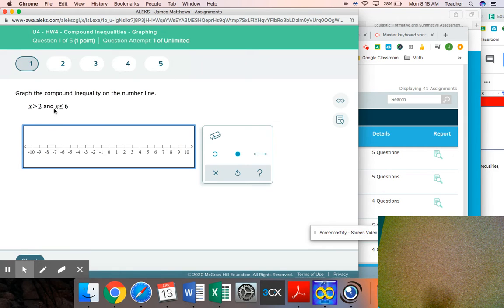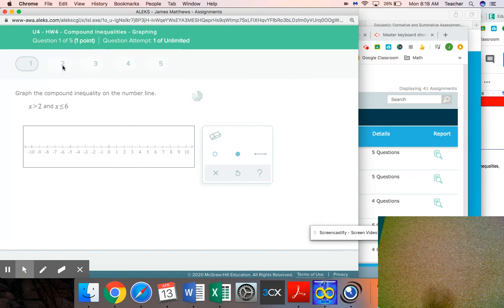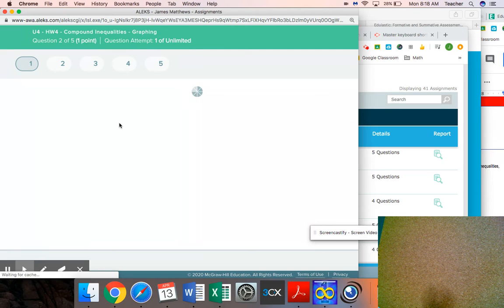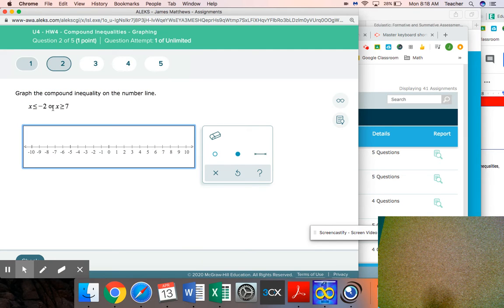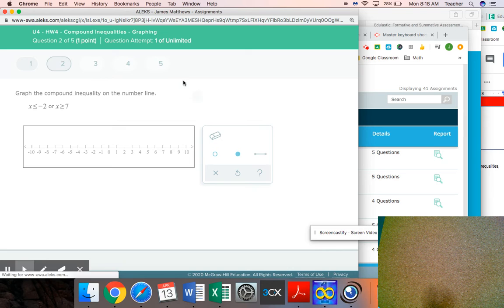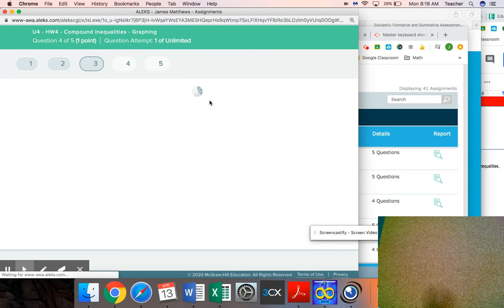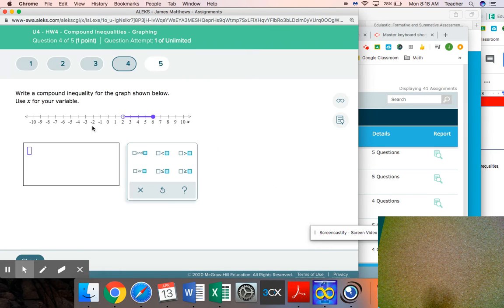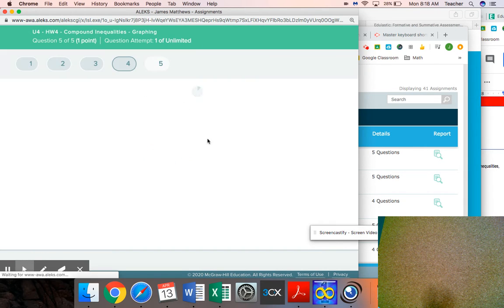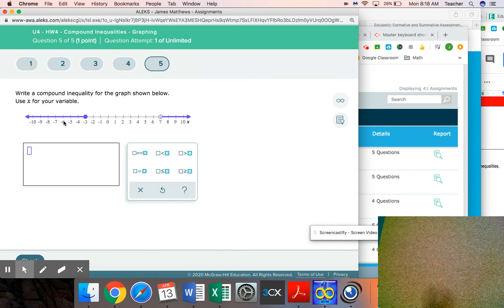For number 1, you see there's an and situation. I want us just to graph that compound inequality. For number 2, for example, same situation, but instead I have an or. Number 3, same situation. I happen to have another and. I don't know what you'll have. But then numbers 4 and 5 are the opposite way. I'm going to give you the graph, and I want you to write the equation using the and or the or, and then these correct symbols. Same thing with number 5. Use x for your variable, but then write the same thing.